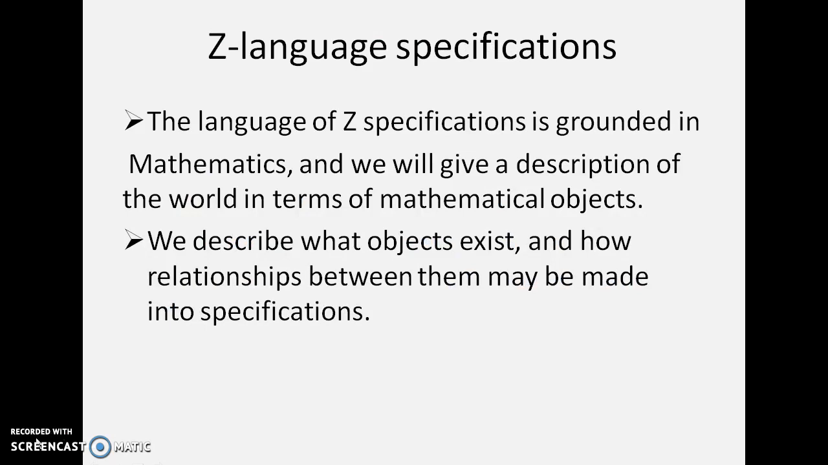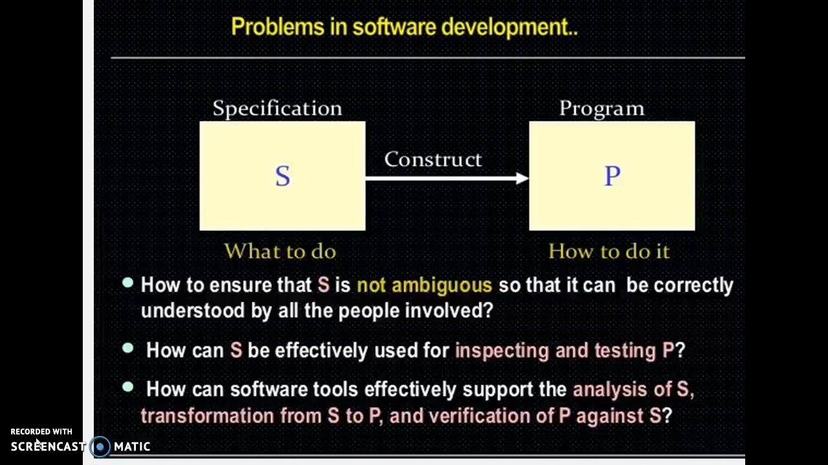The language of Z specification is grounded in mathematics and it gives you a description of the world in terms of mathematical objects. We know that an object is a real world entity. So we describe that through Z language. We describe what objects exist and how relationships between them may be made into specifications.